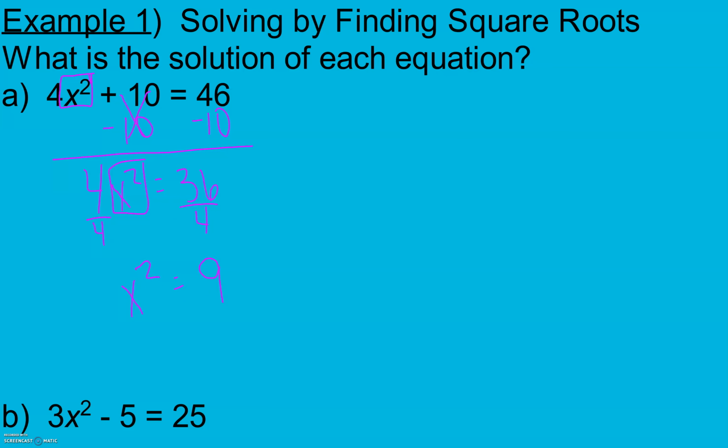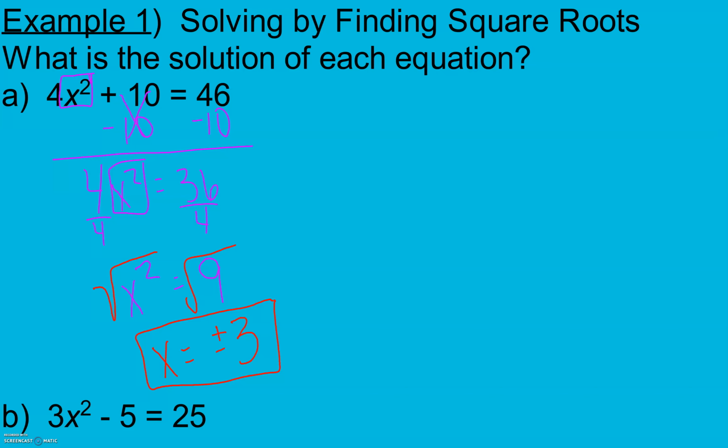Now, to get rid of a square, we take the square root of both sides. And when we do that, remember that it's plus or minus 3 here. X squared equals 9. Some number squared equals 9. That number could have been positive 3, or that number could have been negative 3. Either one of those would make this a true statement.